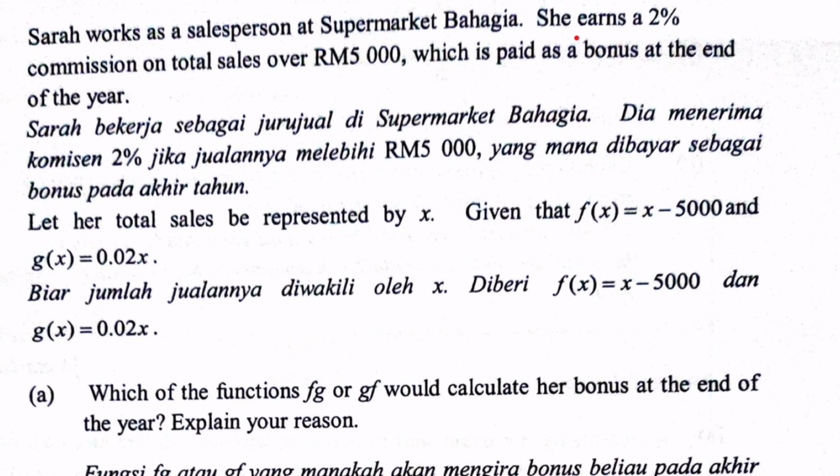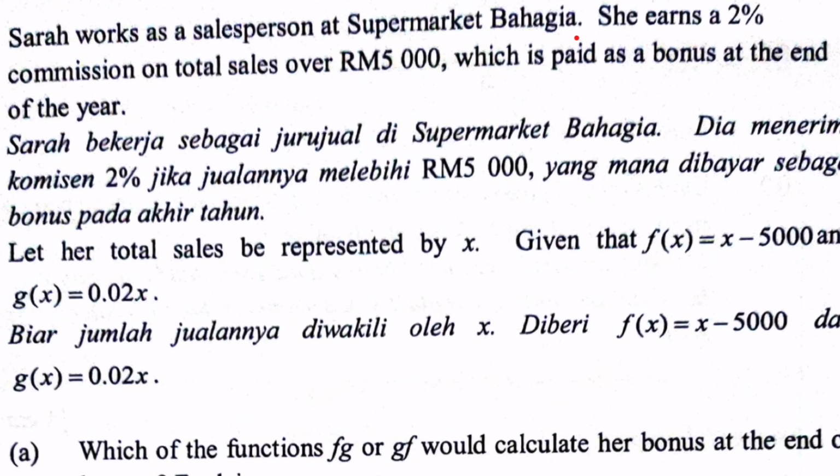Okay, so let's get used to the HOTS question. Sarah works as a salesperson at Supermarket Bahagia. She earns a 2% commission on total sales over 5,000, which is paid as a bonus at the end of the year. Let her total sales be represented by x, given that f(x) is equal to x minus 5,000 and g(x) is equal to 0.02x.